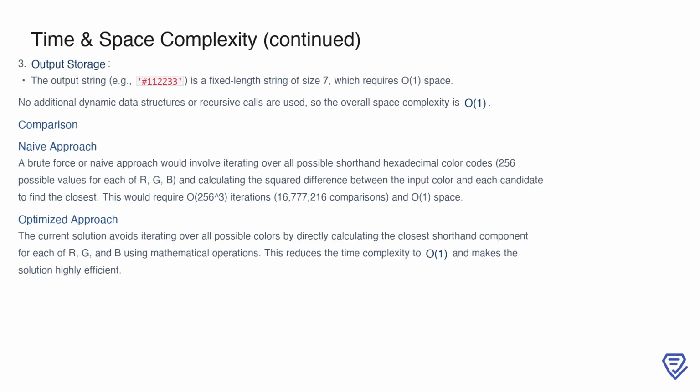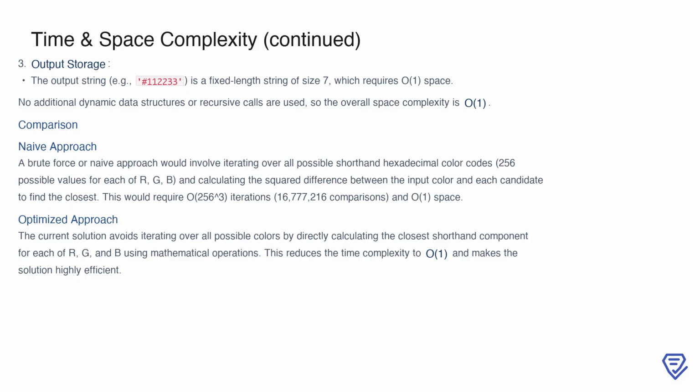The output of the function, a 7-character string like #112233, is also fixed in size and therefore requires O(1) space. Since no additional dynamic memory structures or recursive calls are utilized, the overall space complexity remains O(1). To contrast this with a naive approach, consider iterating through all possible shorthand hexadecimal color codes. With 256 possible values for each of the 3 components, R, G, and B, this would require 256 cubed iterations, or 16,777,216 comparisons, to evaluate every possible color combination.